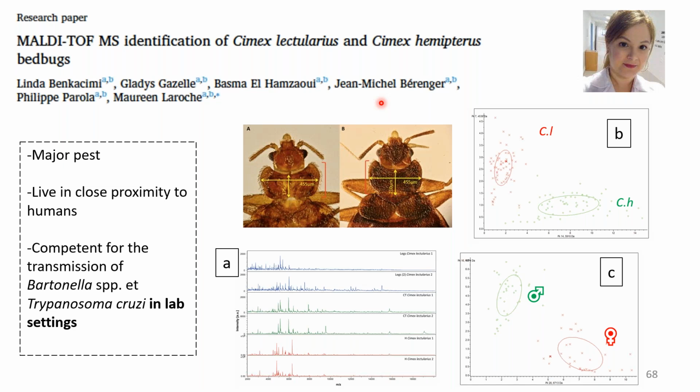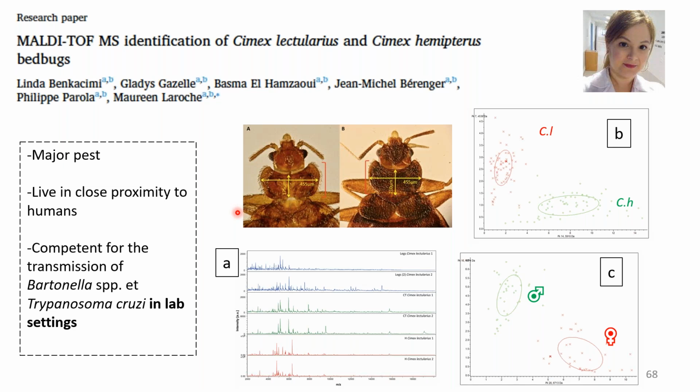And they are known in laboratory settings to transmit a few pathogens, but there is no epidemiological data supporting the fact that they might transmit those pathogens in the wild. And as you can see, the distinction of those two species is just based on the measurements of the pronotum. Here, it seems quite obvious, but when you're working on such a small insect, it can be really difficult, especially when you are working on several hundred samples that are a mix of those two. It can be really challenging.